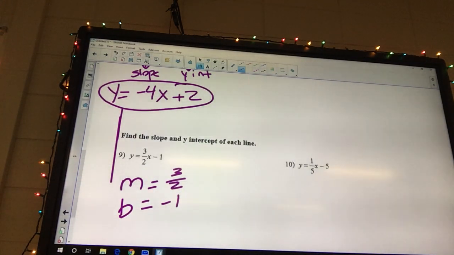Okay, on the problem right before it, they gave us the slope and the y-intercept, and they want you to write the equation. On this one, they gave you the equation, and they say, what label will be the slope and the y-intercept? So they're kind of opposites, but they're the exact same thing.